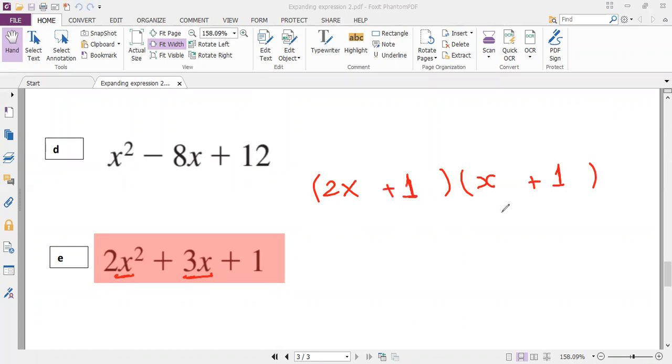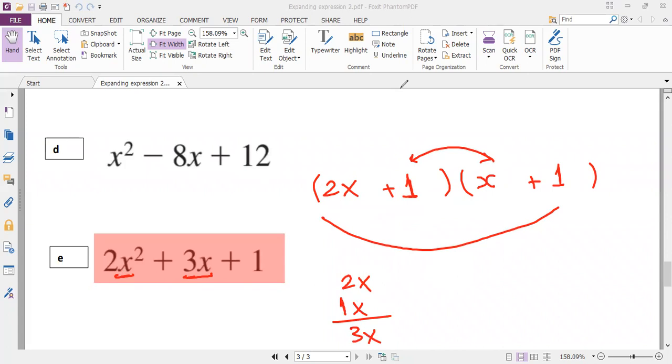So if we tried it, 2x times x, it's 2x squared. And 1 times 1, 1. And if you try the product of extremes plus the product of means, the extremes 2x and the means 1x, it will be 3x.